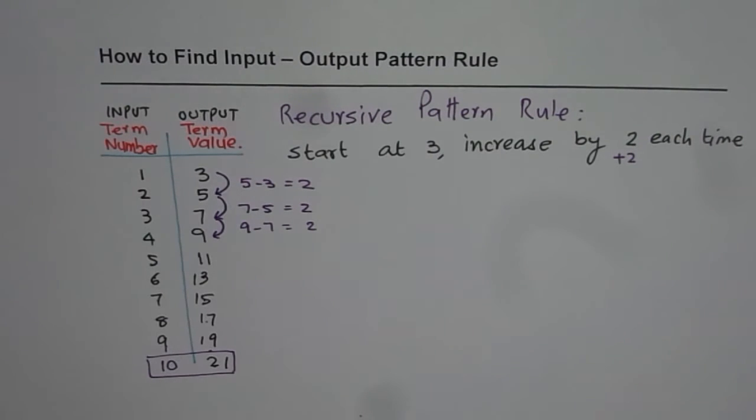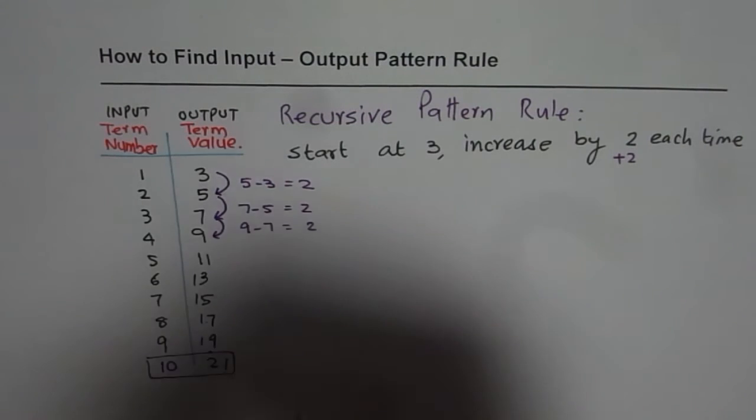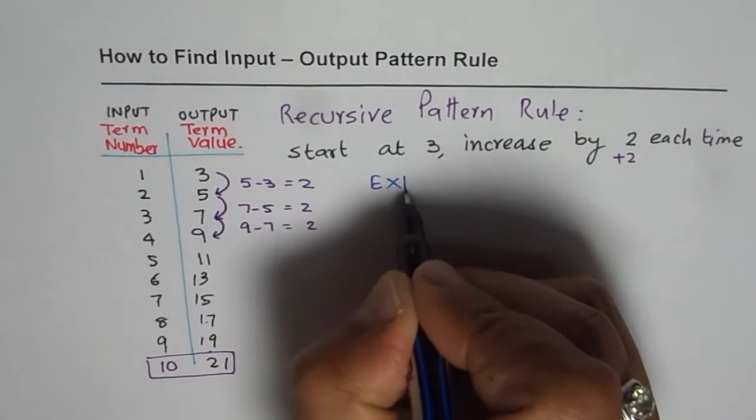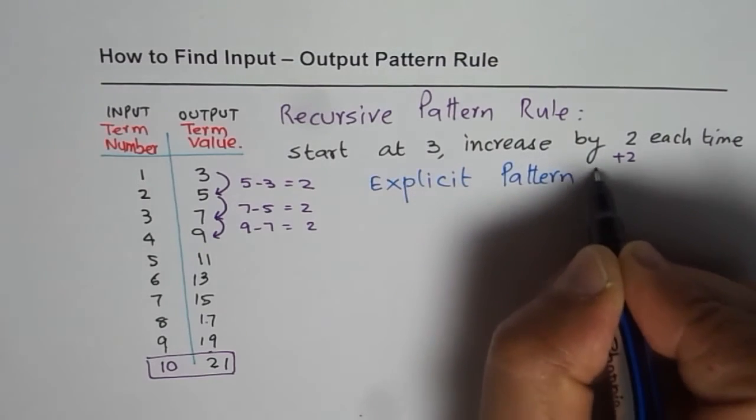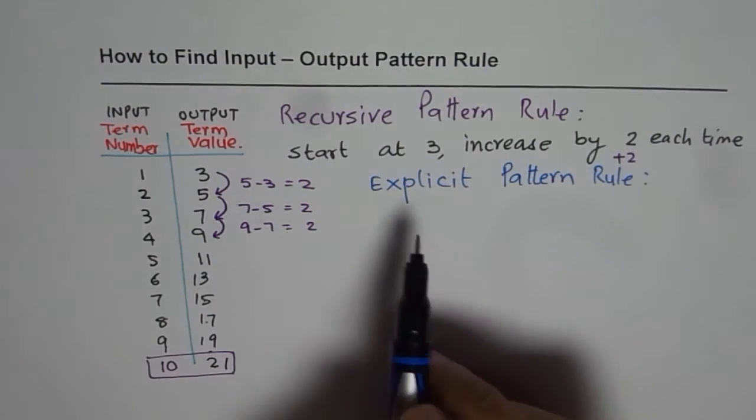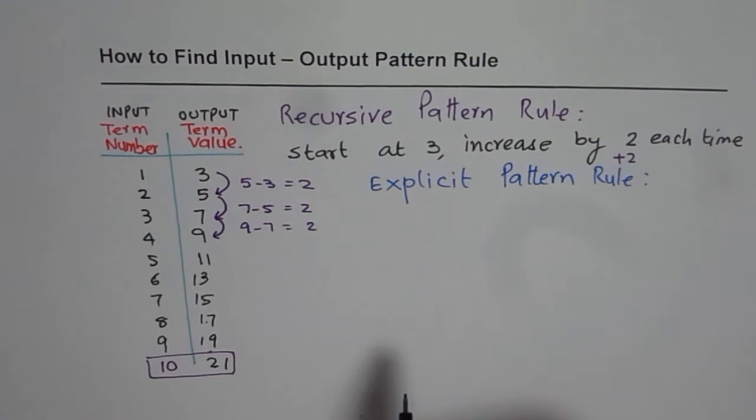or the output. Imagine I want the term value for my 100th term. In that case I'll have to do it 90 more times. So that will be very laborious, right? Now how to solve this problem? To solve this problem, we use another kind of rule, and that is called an explicit pattern rule. Now I'll discuss with you how to find the explicit pattern rule.